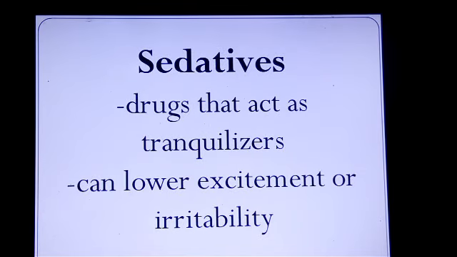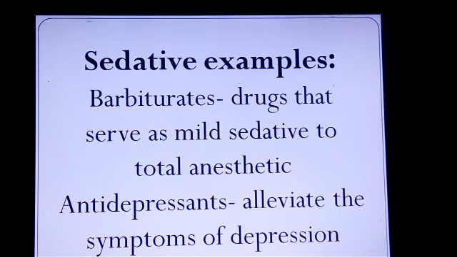Sedatives. These are drugs that act as tranquilizers. It can lower excitement or irritability. There are two types of sedatives. First, barbiturates. Barbiturates are drugs that serve as mild sedative to total anesthetic. It is a form of depressant that acts on the central nervous system. It is used as anticonvulsant or anti-epileptic drugs. Examples of barbiturates are secobarbital, mephobarbital, and pentobarbital.